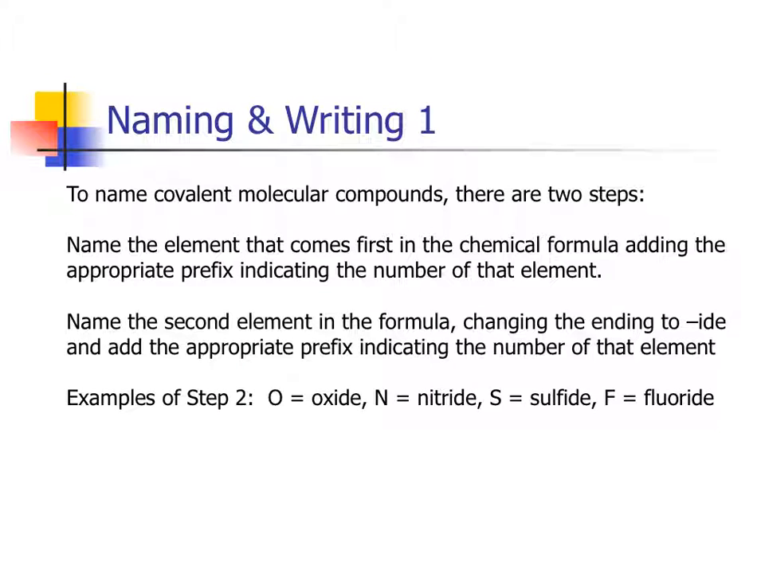To name a covalent compound, there's 2 steps. Don't try to make it any simpler than I have. I've made it as simple as I possibly can, so don't try to oversimplify it. First step is name the element that comes first. Well, that should make sense, personally, but sometimes it might not. And so you name the element that comes first, adding the appropriate prefix.